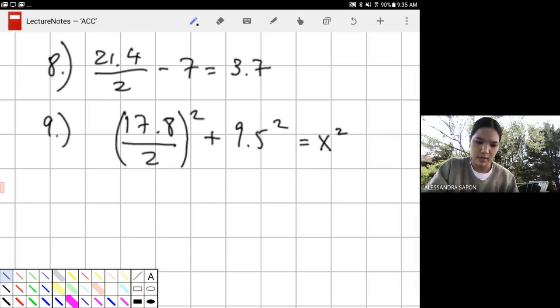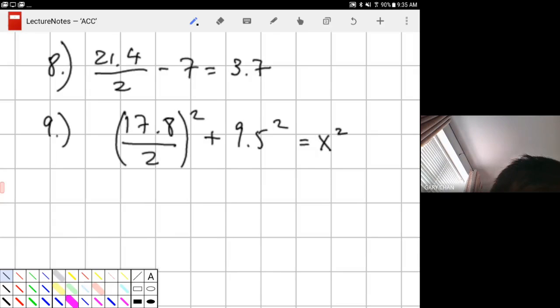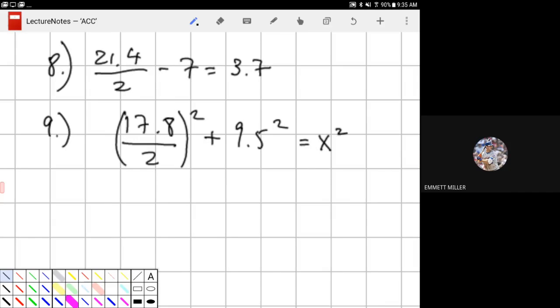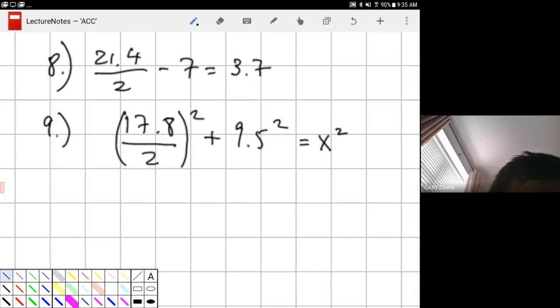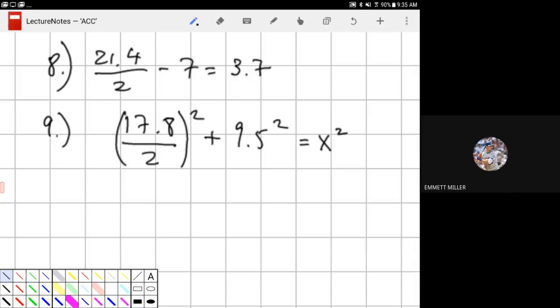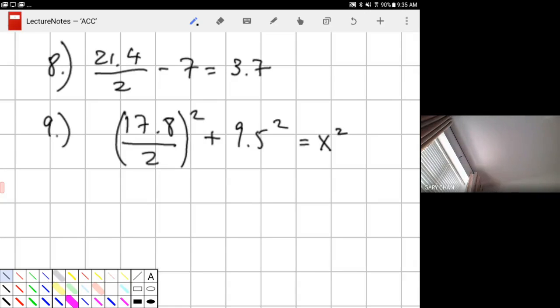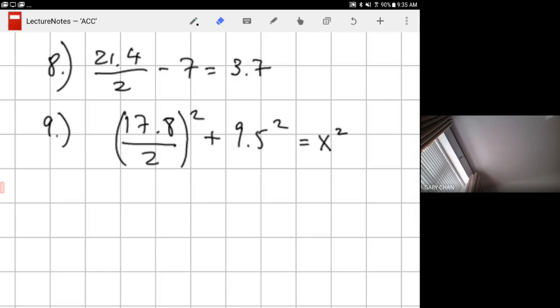It looks like it's just that one. That length is definitely even longer than 9.5. Yes, that can't be 8.9. So you know what? The question is a little confusing. Thank you so much. 17.8 is actually half of that chord. We just didn't need to divide. Thank you for pointing that out, Emmett.